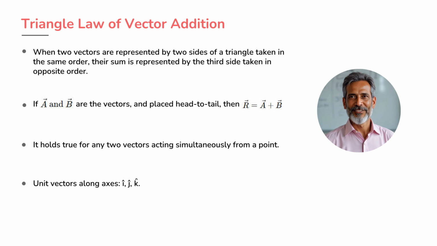Try imagining this. If you walk a certain distance east, then turn and walk north, your total displacement is the diagonal of this triangle. That diagonal is your resultant vector. This triangle law helps us visualize how vectors combine step by step, making vector addition easy and intuitive. Shabash, we are moving wonderfully.